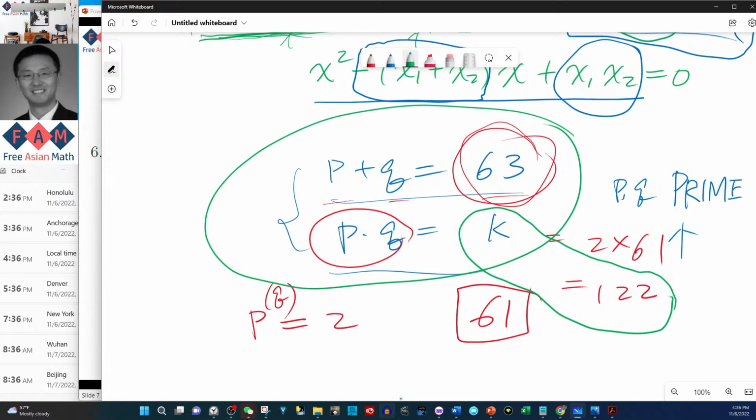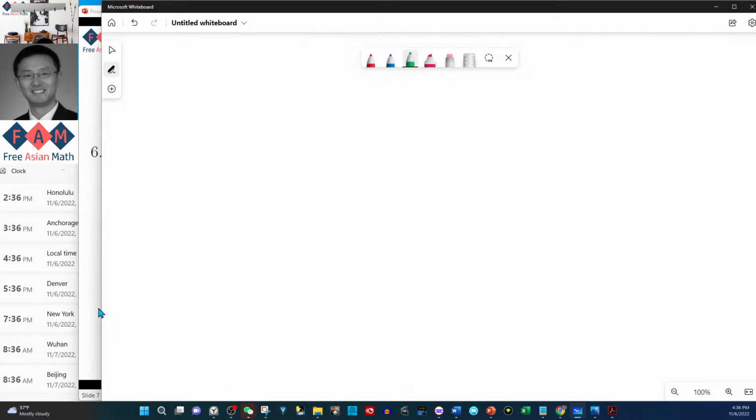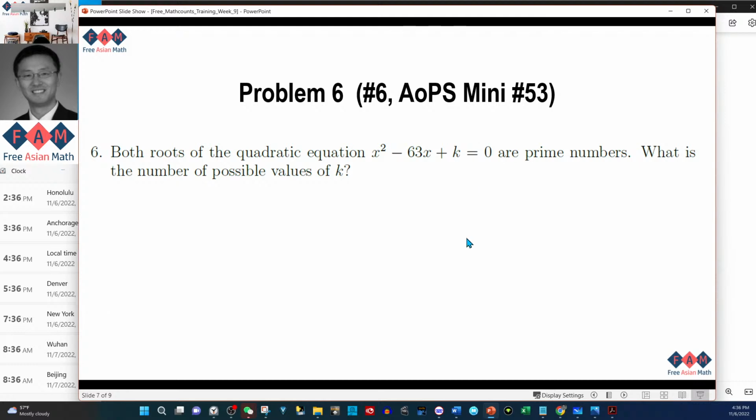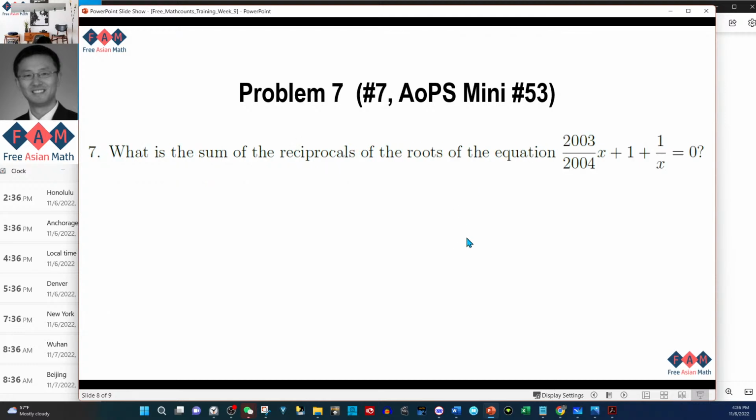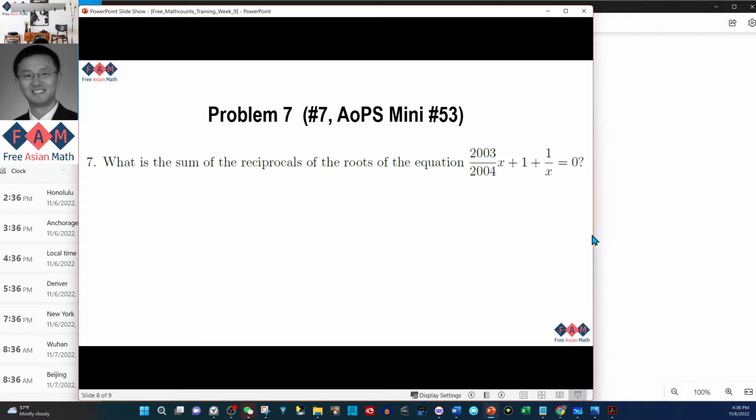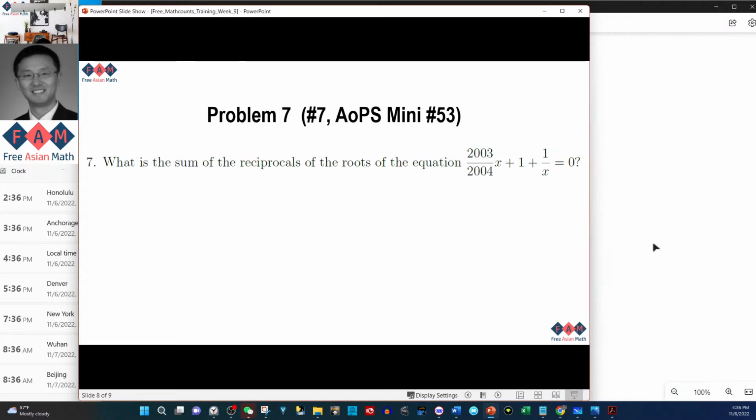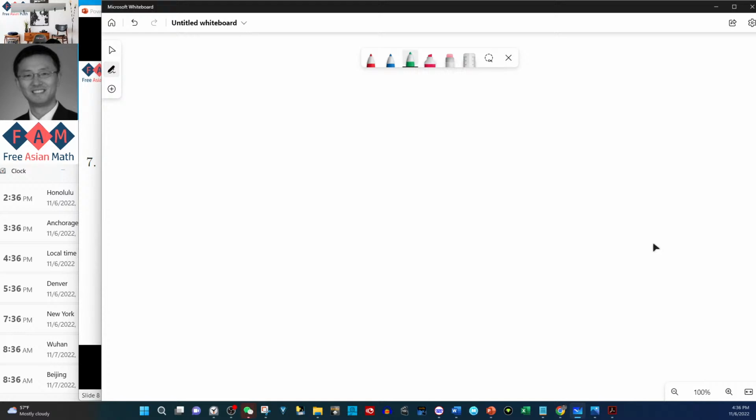All right? Okay, we are already over 5 minutes, but we still have some problems. But we spent so much time on Vieta, so the rest should be very straightforward. Okay, so what is the sum of the reciprocals of the roots of this equation? First of all, whenever we see an equation like this, one term has an x, the other has 1 over x. It looks like it only has a linear term, but it's really a quadratic equation in disguise, right? Because we have 1 over x, we have to multiply both sides by x.